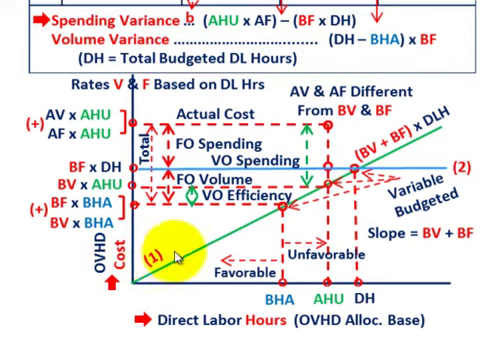And then we've got two lines that we have to deal with here. The first one is this green line that's upward sloping, and that's really our variable budgeted amounts. I've got them combined here, but it would be the budgeted variable rate plus the budgeted fixed rate times some total direct labor hours.